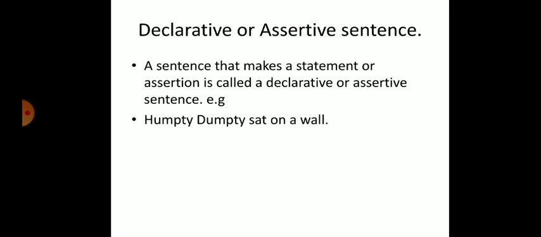Yes, it just makes a statement, any statement or declaration in which some fact is described. It can be a major fact or a minor one. Humpty Dumpty sat on a wall. Yes, it's a declarative sentence. A statement has been made in it. So, it's the first category, and most of the sentences that we produce in our routine life belong to this category. They are declarative sentences.